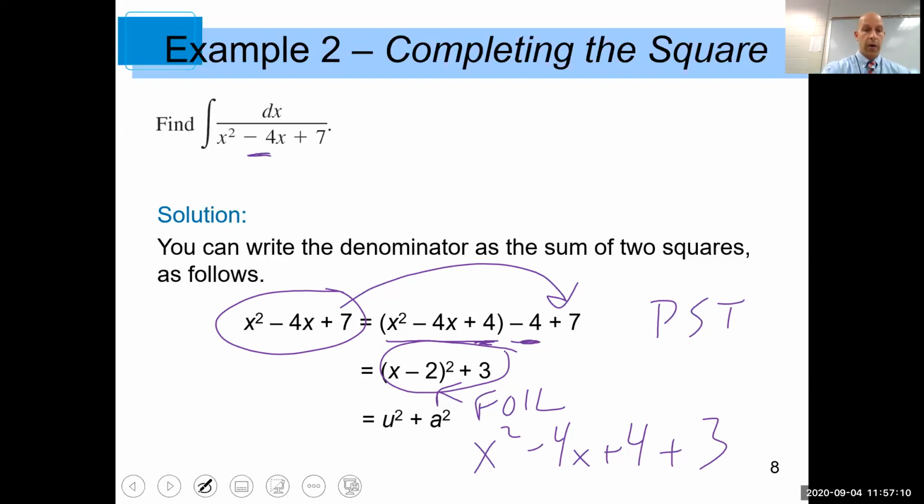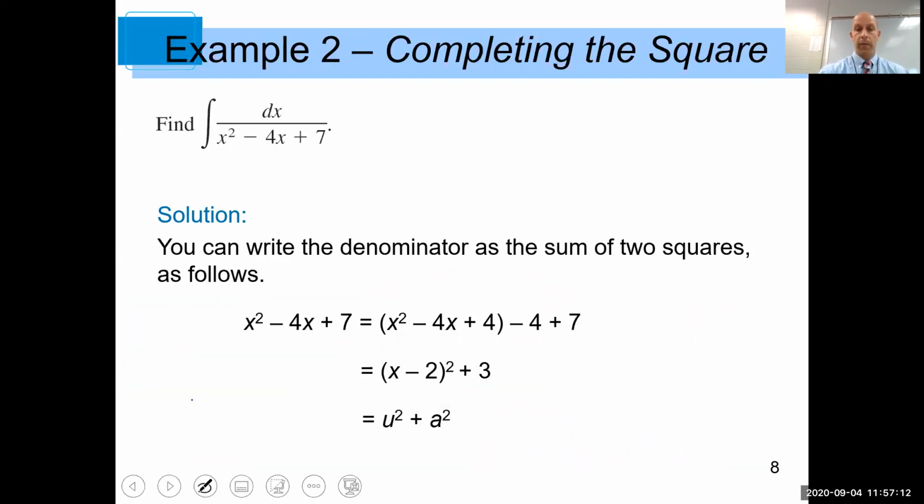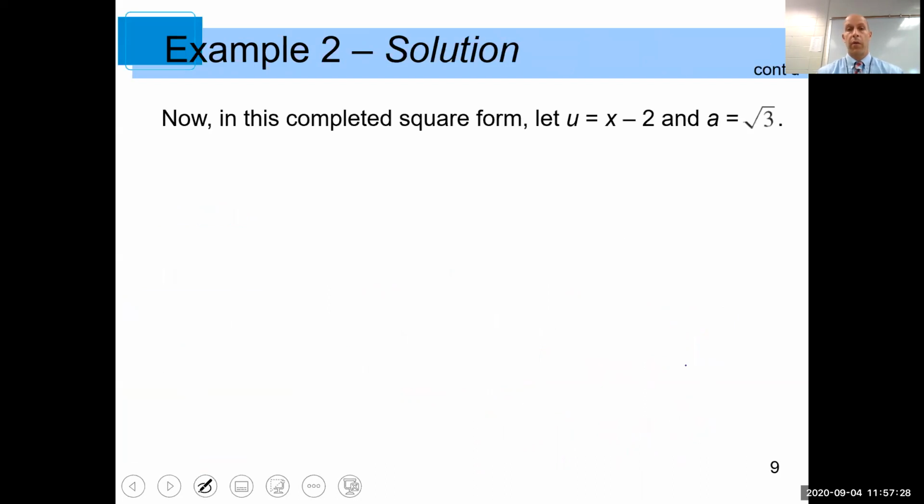So let me go ahead and erase what I have here. So this is the u now, and this is the a. So what will u be? Well, u is going to be x minus 2, and a is going to be equal to the square root of 3. Because remember, we got to take a squared, so it's going to be the square root of 3. So now we can see from the complete square form that u is x minus 2 and a is the square root of 3. In other words, our integral will convert to the following.